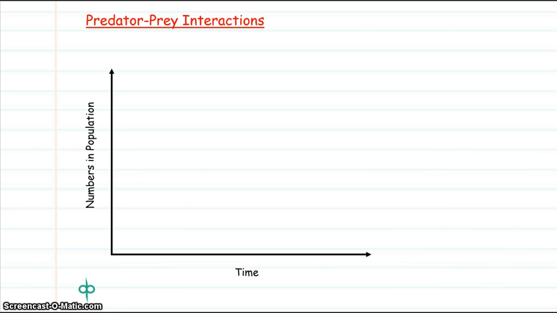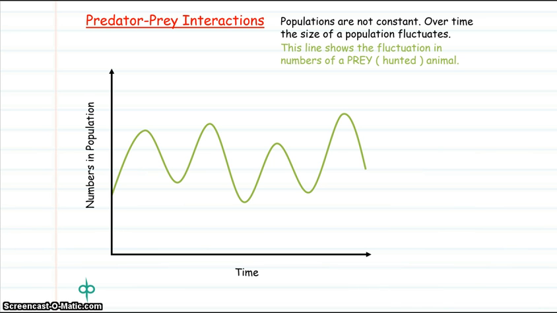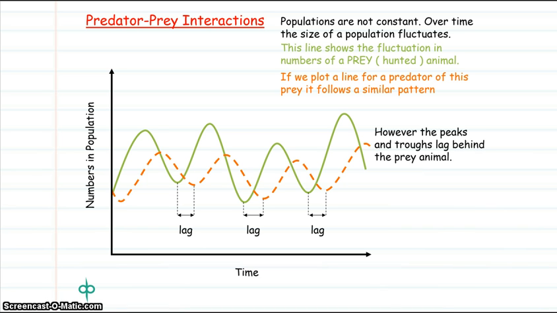If we look at predator-prey interactions over time, populations are not constant. Over time, the size of a population fluctuates. This green line shows the fluctuation in the numbers of prey, which is the hunted animal. And if we plot a line for a predator of this prey, it follows a similar pattern. However, the peaks and troughs lag behind the prey animal, like so.